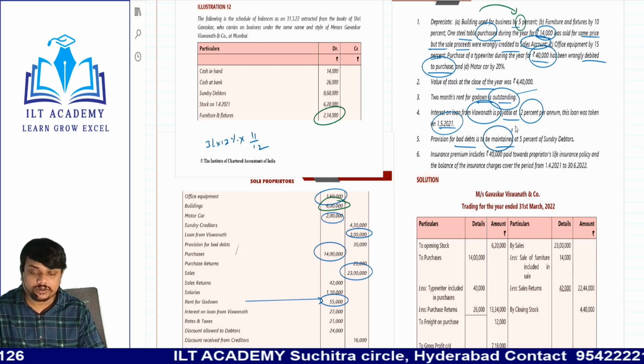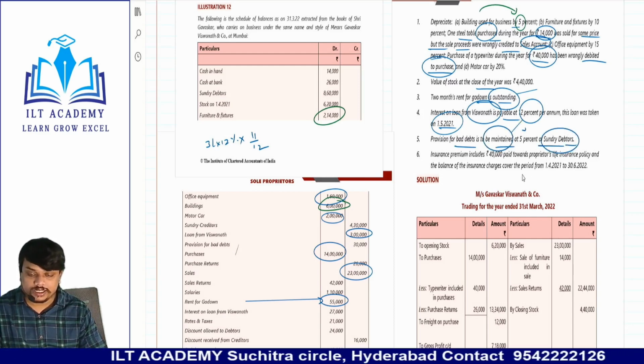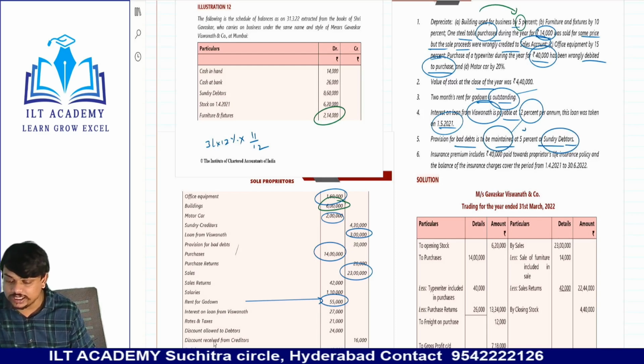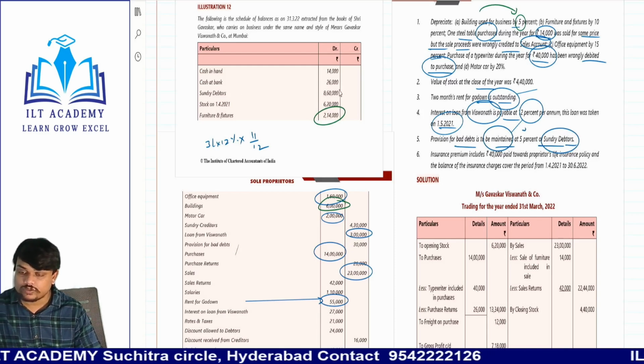After this, what we have is: provision for bad debts is to be maintained at 5% on sundry debtors. Now if you see debtors, 8,60,000.